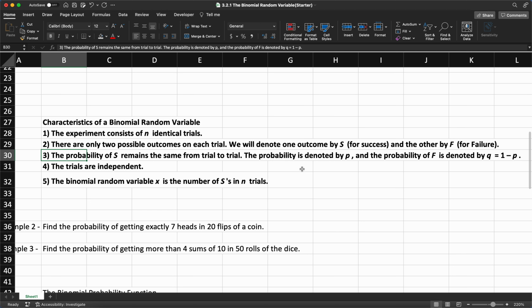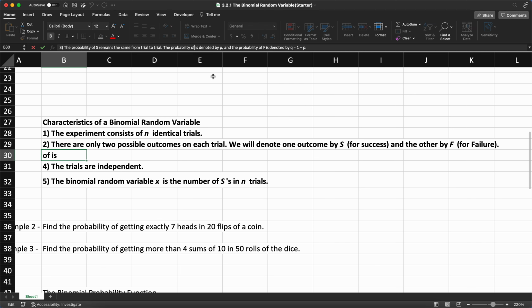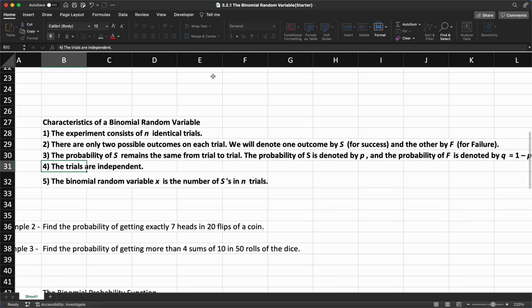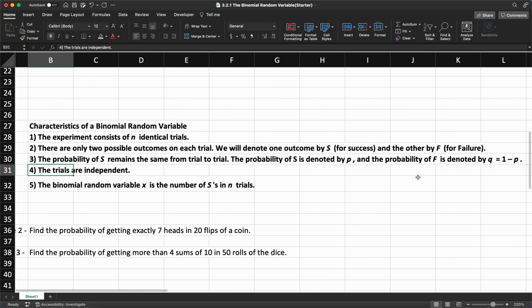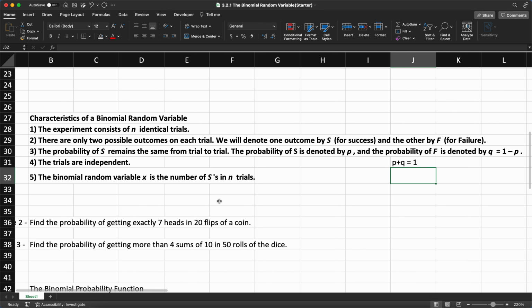So this should read the probability of S is denoted by P, and the probability of F is denoted by Q, which is 1 minus P. It's the complement. So it's always true that P plus Q equals 1. That is always true. Again, the trials are independent. And number 5, the binomial random variable X is the number of S's in n trials.